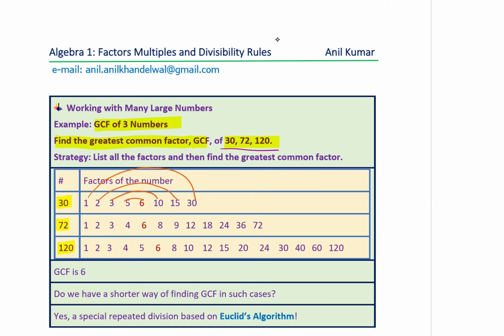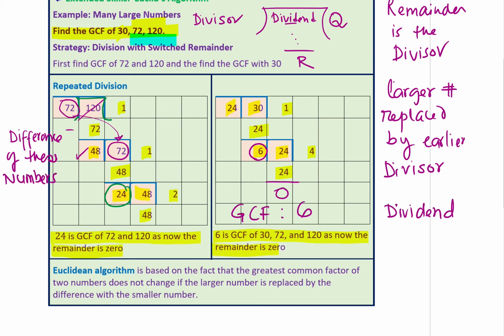Now, this strategy is named after the great mathematician Euclid, and it is called Euclid's algorithm or the Euclidean algorithm, right? It is based on the fact that the greatest common factor of two numbers does not change if the larger number is replaced by the difference with the smaller number. So the larger number, which was 120, was replaced by the difference 48 in this case. You see that? That is what it is.